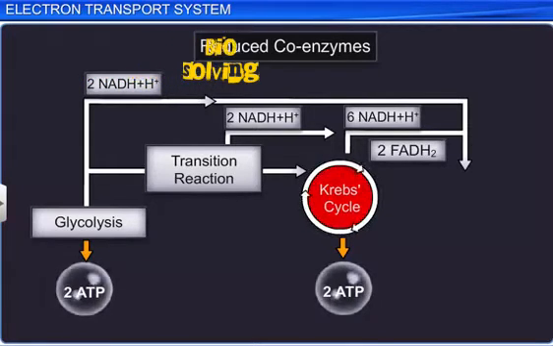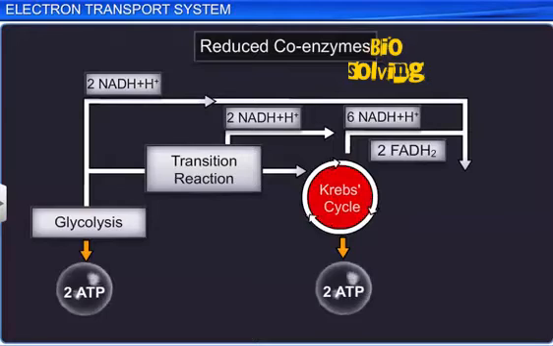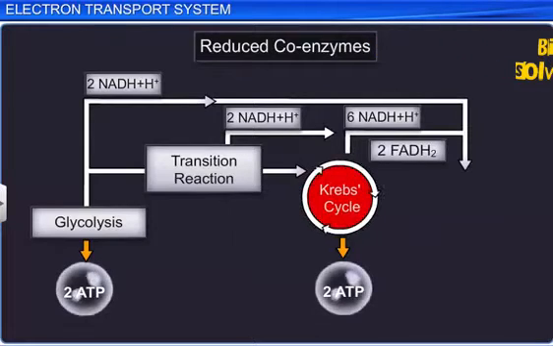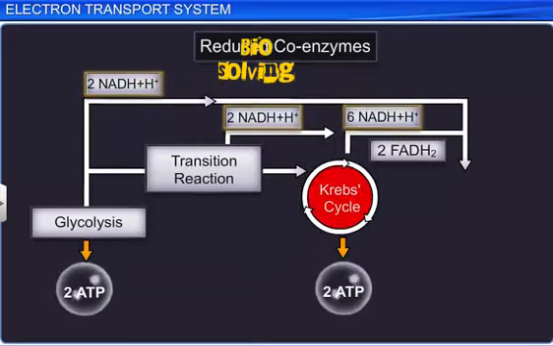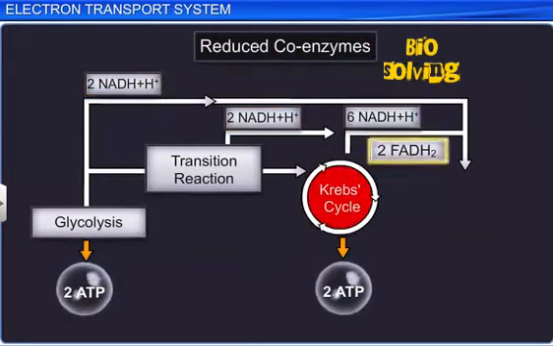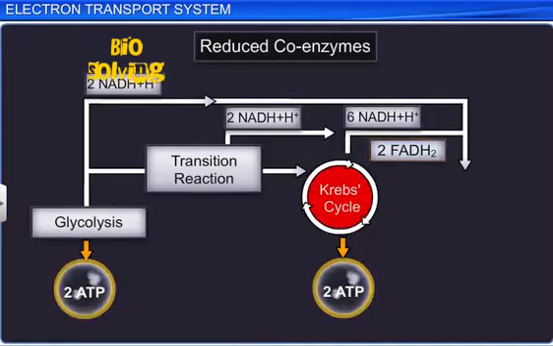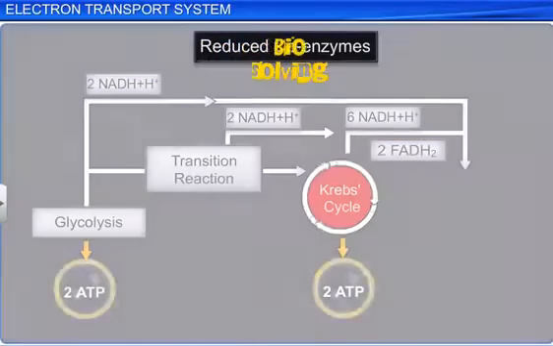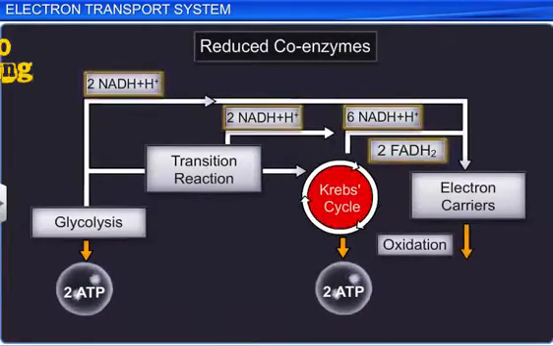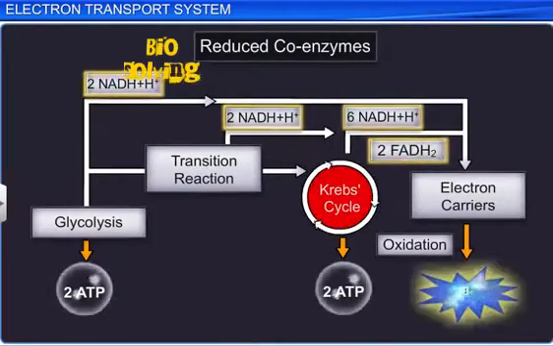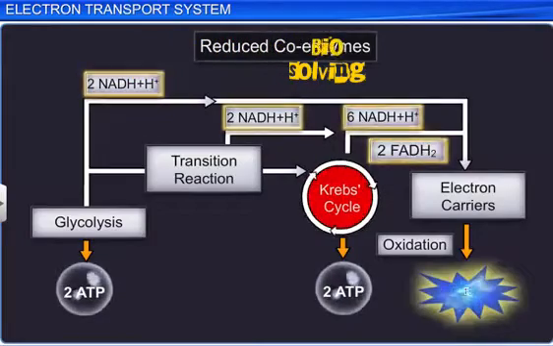As you know, glycolysis and the Krebs cycle together result in the formation of reduced coenzymes such as 10 molecules of NADH plus H plus ions and 2 molecules of FADH2, and 4 molecules of ATP. These reduced coenzymes need to be oxidized to release and utilize the energy stored in them.